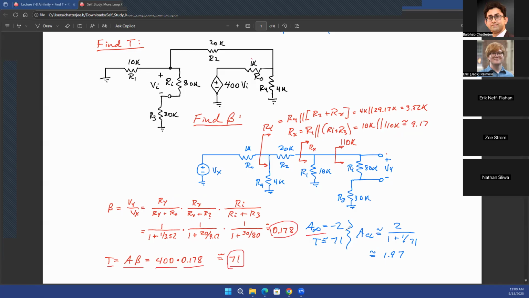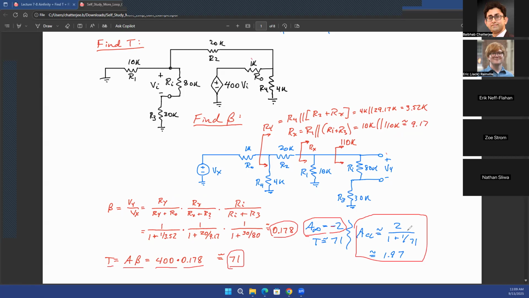Now, your A infinity was -2. And this is where the negative sign that you talked about comes in: A infinity is -2. So your T was 71. So the closed loop gain is going to be A infinity divided by 1 plus 1 over T. That's 1.97. So again, as you see, for this particular example, it's pretty close.